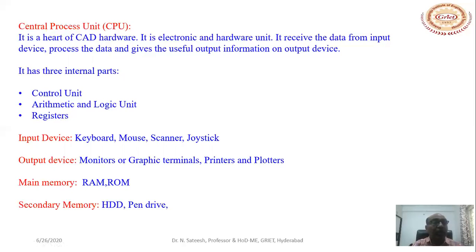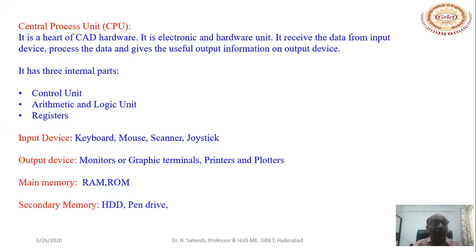Then another internal part of the CPU is the arithmetic and logic unit. It performs arithmetic and logical operations. Addition, subtraction, and multiplication are arithmetic operations, as well as AND, OR, and NOT are logical operations. These can be performed by the arithmetic and logic unit of the central processing unit. Register is an internal memory unit of the central processing unit. It stores the instruction as well as the operand.